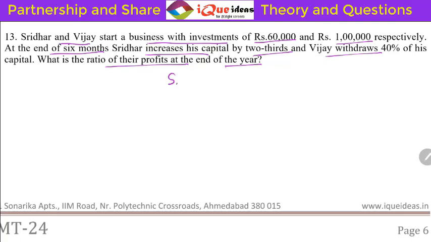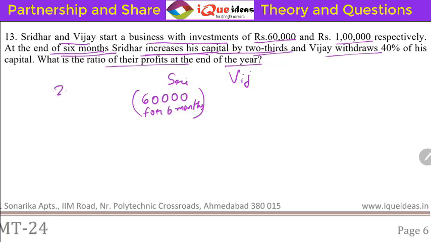So let's write it like this. For Sridhar and Vijay, let's say the investment and time combination, I'll write below their names. So this 60,000 Sridhar invested in the beginning. Then at the end of 6 months, he increases the capital. So at least for 6 months, there was no change. Right? So Sridhar's investment was 60,000 for 6 months. But after that, what happened? He increased capital by 2/3.